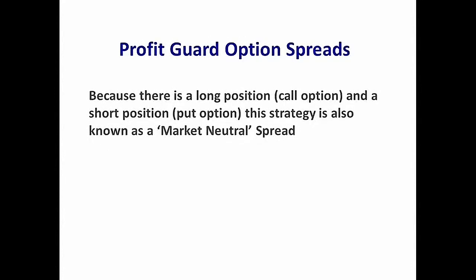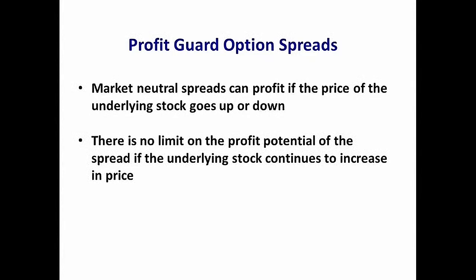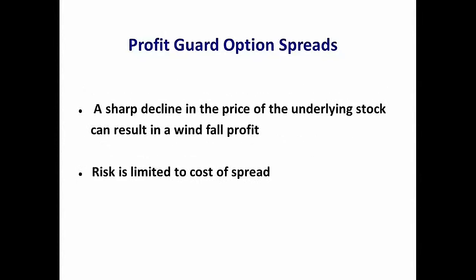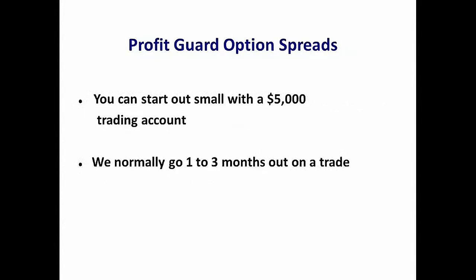Now, because a profit guard spread has a long position, which is the call option, and a short position, which is the put option, this strategy is also known as a market neutral spread. And market neutral spreads can profit if the price of the underlying stock goes up or down. And as we mentioned, there's no limit on the profit potential of the spread if the underlying stock continues to increase in price. And a sharp decline in the price of the underlying stock can actually result in a windfall profit. And your risk is limited to the cost of the spread.